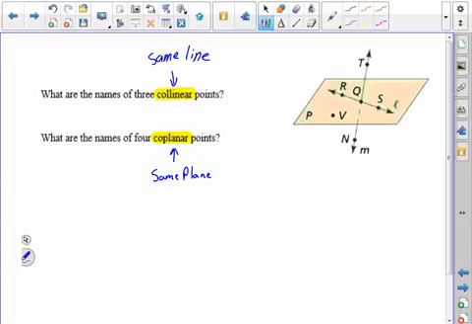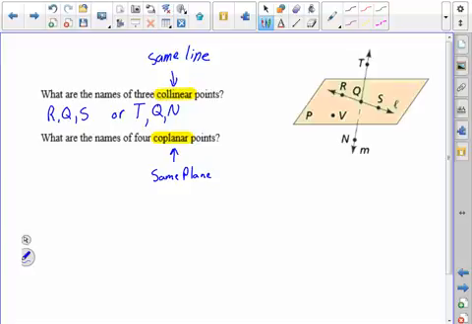So the first question says, what are the names of 3 collinear points? Meaning we want 3 points that are on the same line. Well, I could use points R, Q, and S, because all of those are on the line that's kind of going diagonally sideways. We could also call that line L if we wanted to, but we're identifying collinear points, so let's stick with R, Q, and S. And some of you are recognizing by now, well, hey, there's another set of collinear points that I could use. Instead of saying RQS, we could also use T, Q, and N. All 3 of those are on the same line also.